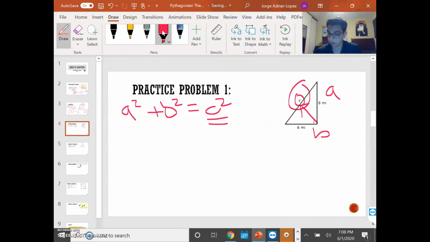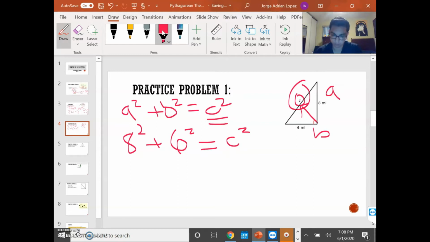So let's plug them in. A squared plus b squared is equal to c squared. In the case of our problem, a is going to be equal to 8 squared, b is going to be equal to 6 squared. And when I say squared, I mean to the power of 2, okay? And that's going to equal c squared.